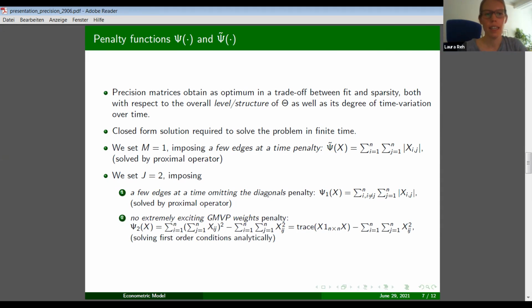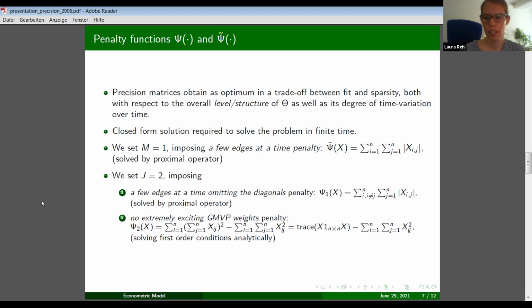On top of that, we augment the time varying graphical Lasso by a loss function that approximates a true penalty on the GMVP weights. The GMVP weights themselves are not convex in theta, in our precision matrix, so we need to rely on an approximation. But in the paper we show that this loss function indeed helps to reduce the amount of variation in the GMVP weights, the true penalty of our portfolio weights.